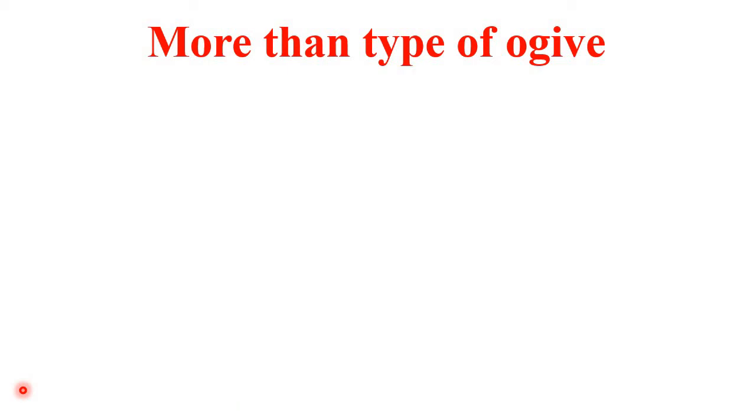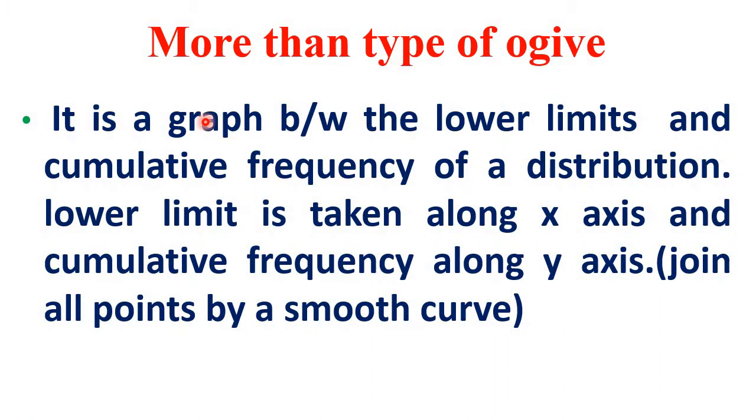Students, we are discussing the statistics chapter. In this chapter, we will discuss the more than type of ogive. So what is the more than type of ogive? It is a graph between the lower limits and cumulative frequency of a distribution.